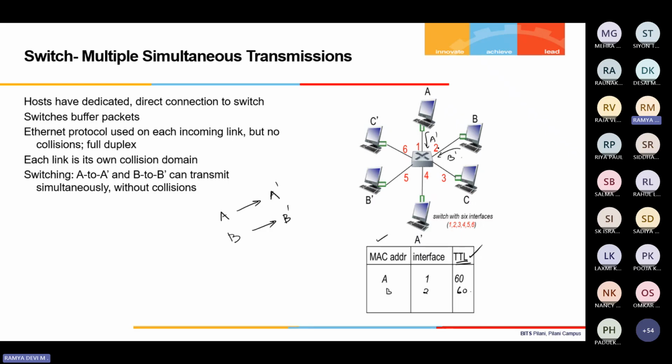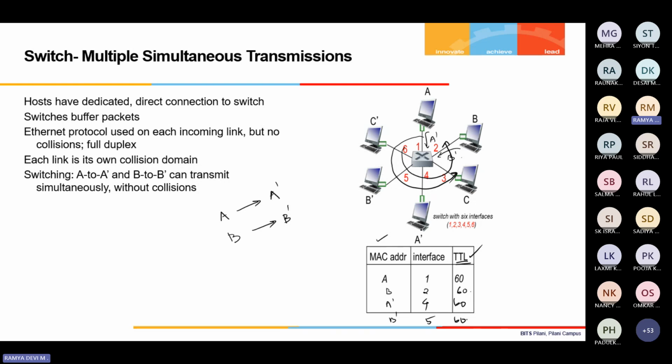So what the switch will do is duplicate the packets. First it will duplicate the packet for A dash and forward it to all the outgoing ports. Okay. Likewise, the packet for B dash will be duplicated and forwarded to all the destinations. Whenever an acknowledgement is sent, the A dash and B dash entries will be updated. So A dash is connected to port number 4 and B dash is connected to port number. Since it is a full duplex communication, at the same time it can send and receive packets. Okay. So this is how collision-free communication will happen.